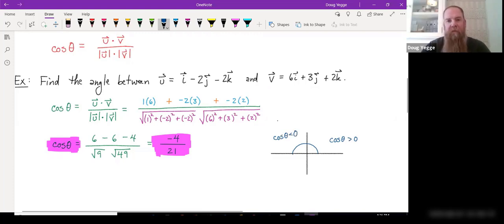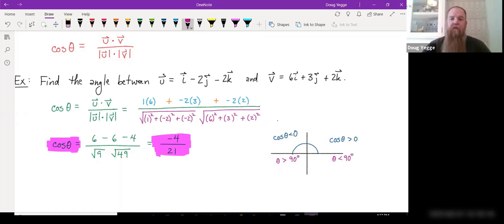So that must mean that if cosine is negative, then theta is greater than 90 degrees. Why don't we rewrite that in a better way? Just say that theta is greater than 90 degrees. While if cosine is greater than 0, then that means that theta is less than 90 degrees.